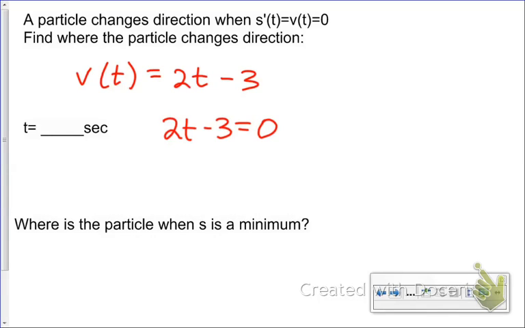Because that's where the particle has stopped and changed direction. I go from positive velocity, I'm increasing, I stop, change direction, now I'm decreasing, for example. So that's where this is going to change direction. It's essentially when it's 0 where the particle stops and changes. Let's solve for t. So at 3/2 or 1.5 seconds is where the particle changes direction.